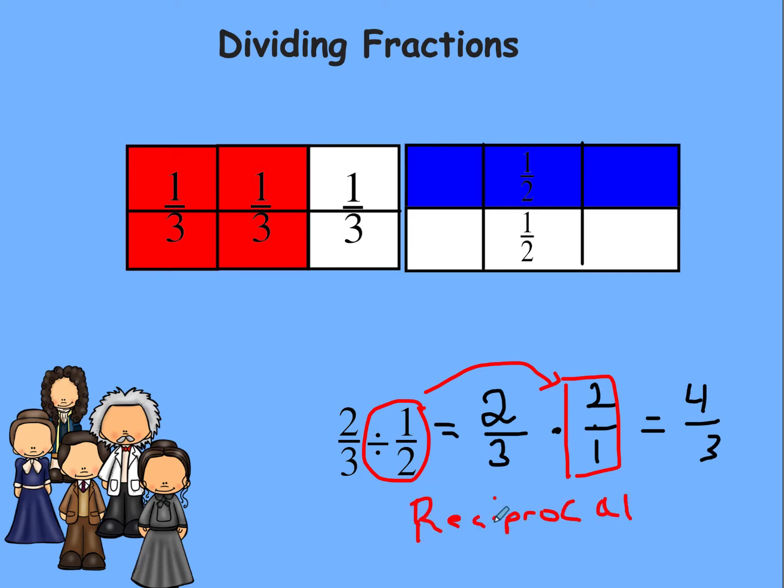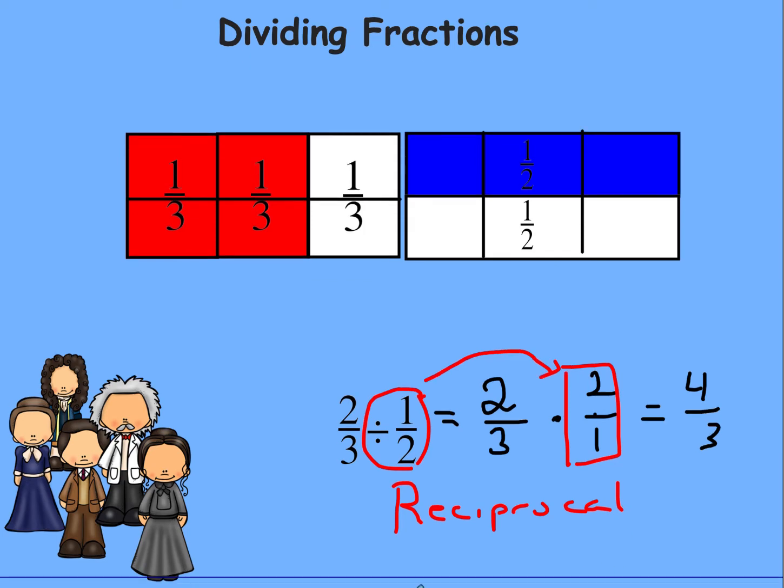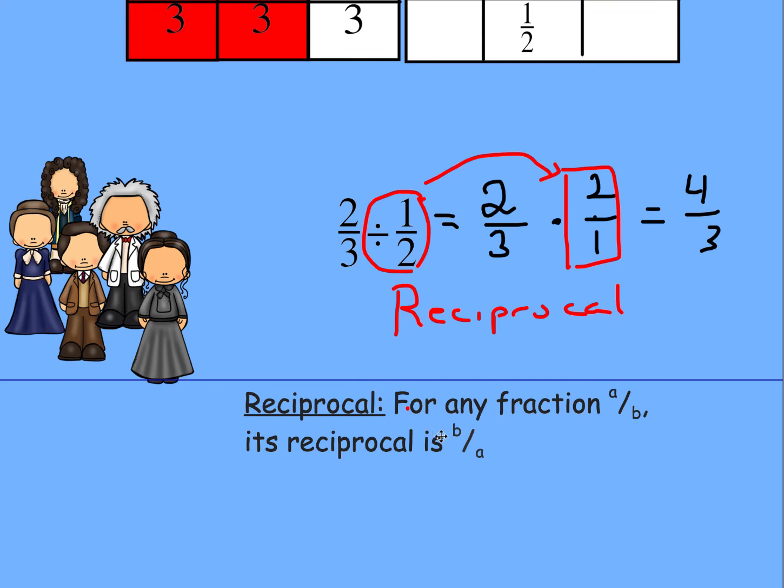So basically the word reciprocal just says that we take a number and we switch the numerator and the denominator's positions. So reciprocal is defined as this: for any fraction a over b, its reciprocal is b over a. So we just flip-flop the numerator and the denominator to get a reciprocal. So one other change we did, remember, is we changed division to multiplication, because the fact of the matter is we really don't divide fractions.